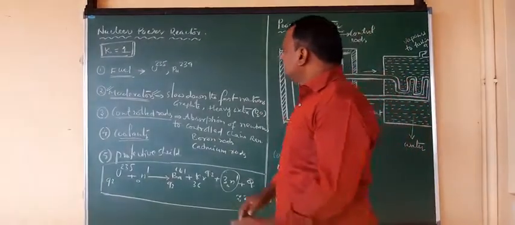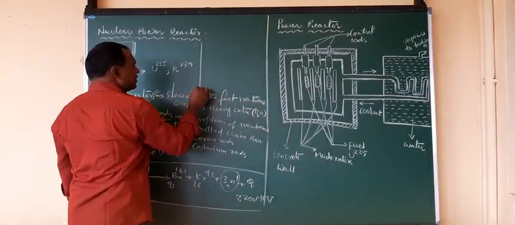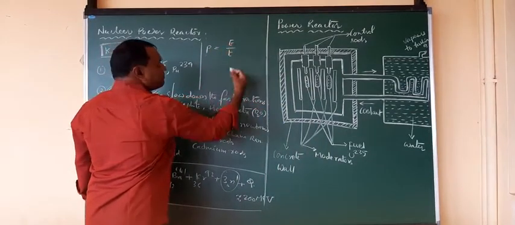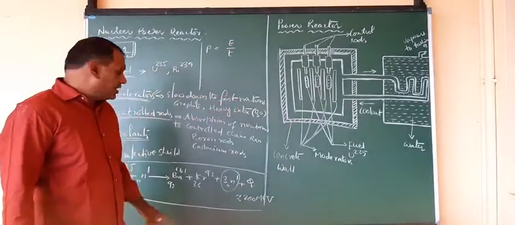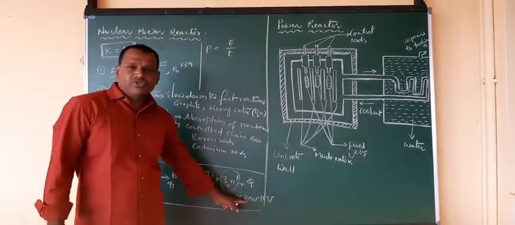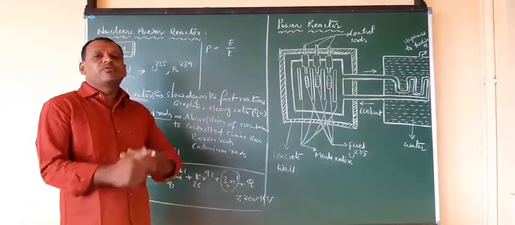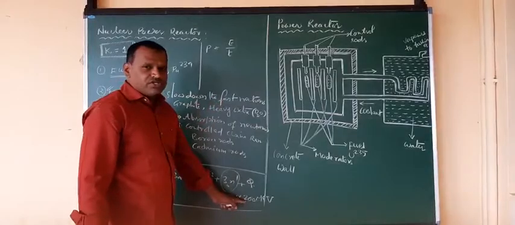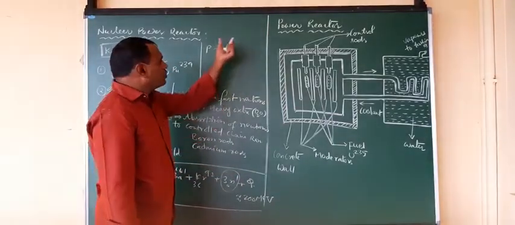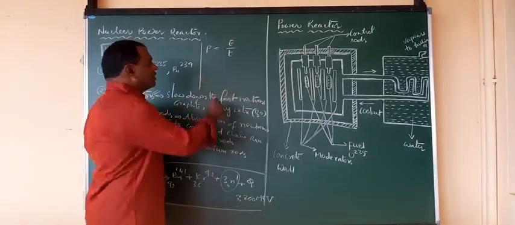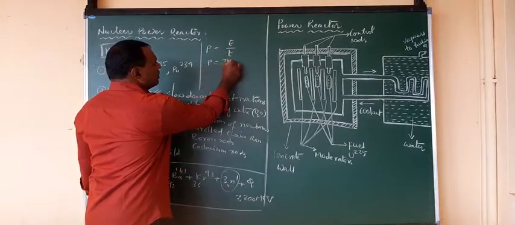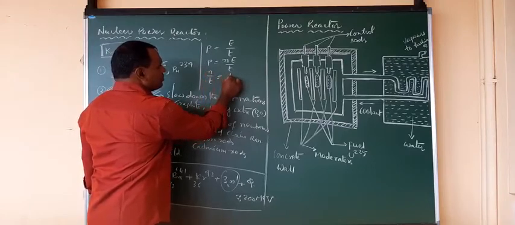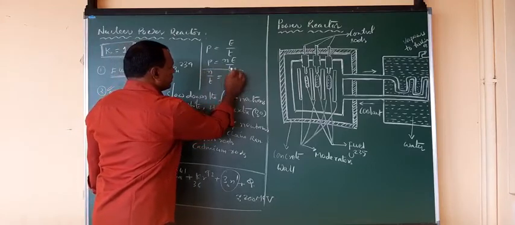And in this, the power can be calculated. Power is equal to energy upon time. But energy, you get this much amount of energy in every fission. So per second, how many fissions take place? Let it be N number of fissions. So total energy how much will be? N times E you can write. So power is equal to N E upon T, or number of fissions per second is equal to power by energy.